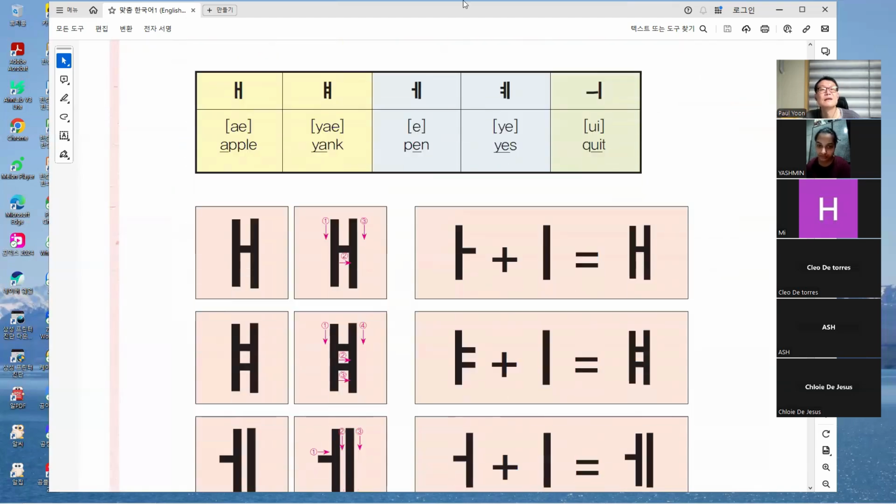First, this one. We already know ah, right? Vowel ah and e. Ah and e make this one. E, for apple. Looks like the alphabet H, right? How to write? 1, 2, 3. E, for apple. Okay, repeat again. E. Okay, good. Correct.